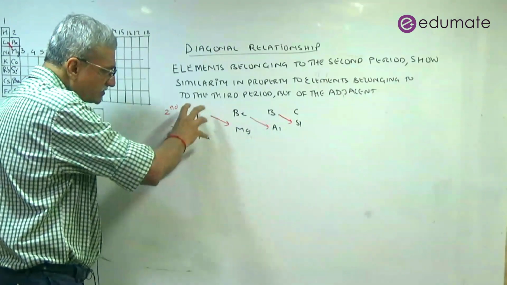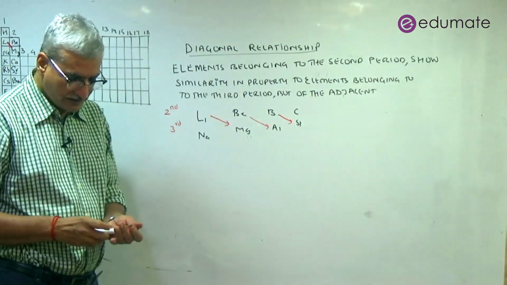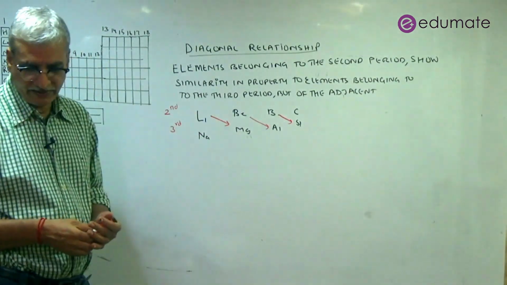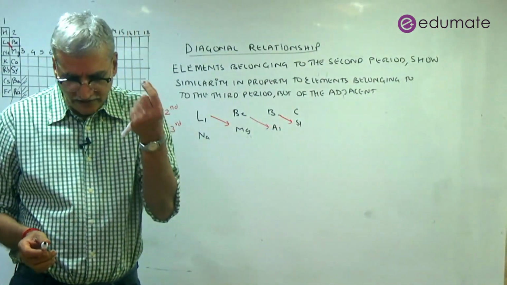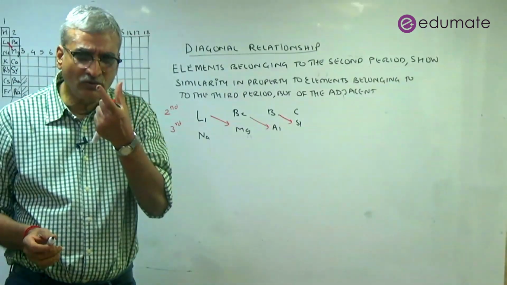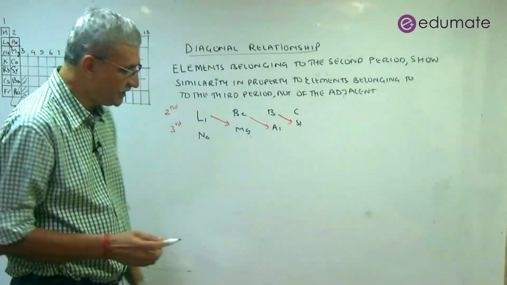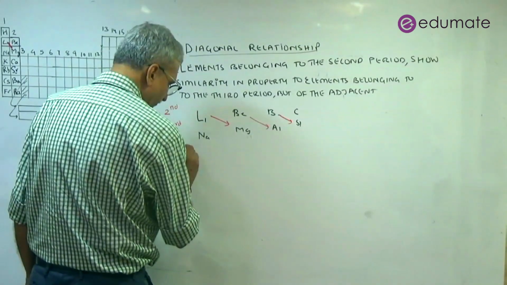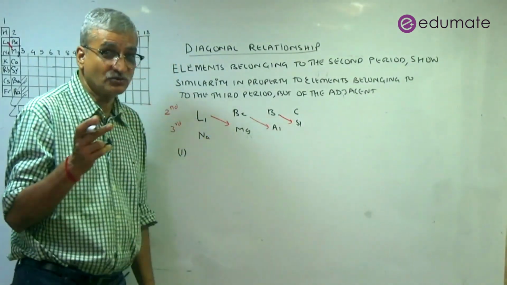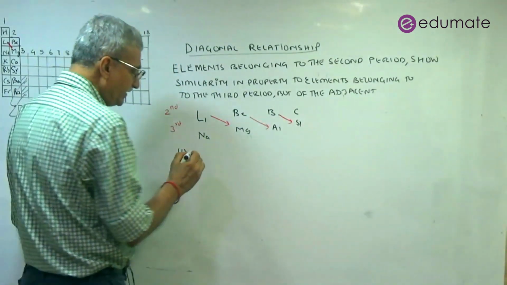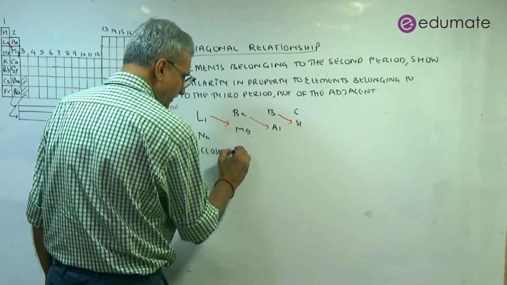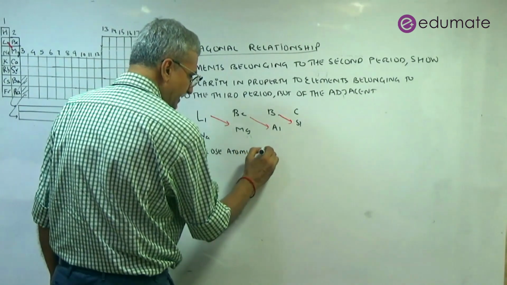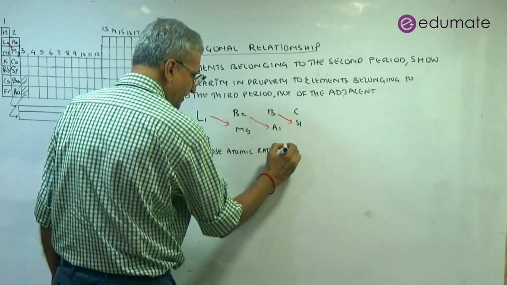At the moment, we are concentrating on the diagonal relationship between lithium and magnesium. First and foremost, what happens? They have very close atomic radii. So first and foremost, why would they show a diagonal relationship? They have very close atomic radii. That's one of the reasons.